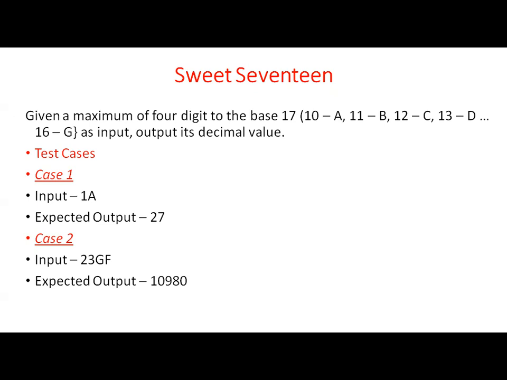Output is a decimal value. Example test cases he has given. Case 1 input is 1A, then expected output should be 27. If input is 23GF, then expected output should be 10980. Hope now you are in a position to write a program for this problem.